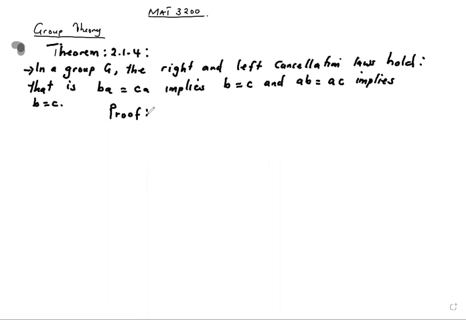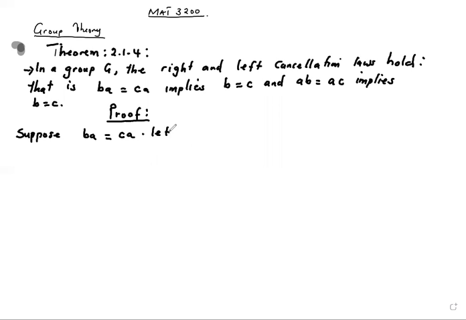So the proof of this theorem. You're saying in a group G, the right and left cancellation laws hold. That is, if I have BA is equal to CA, it implies that B is equal to C. The same as AB is equal to AC, we imply that B is equal to C. So now, to prove, we suppose one of them. So suppose BA is equal to CA. Then what will happen?